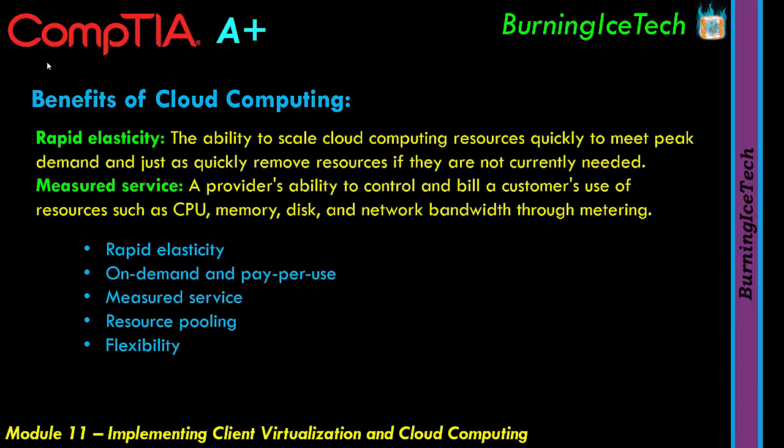As for measured service: a provider's ability to control and bill a customer's use of resources such as CPU, memory, disk, and network bandwidth through metering. You only pay for what you use. So the more CPU power you add to a virtual machine, the more you're going to pay for it. The more memory you add to that machine, the more you're going to pay for it. If I need a virtual machine in the cloud but it doesn't need to be really fast, I can get away with just 2 gigs of RAM instead of 8 gigs of RAM, well then do so. Reduce the RAM. It might run at the same speed for you, and if you don't run with more RAM, you're going to be paying a lot less. So why the heck not?